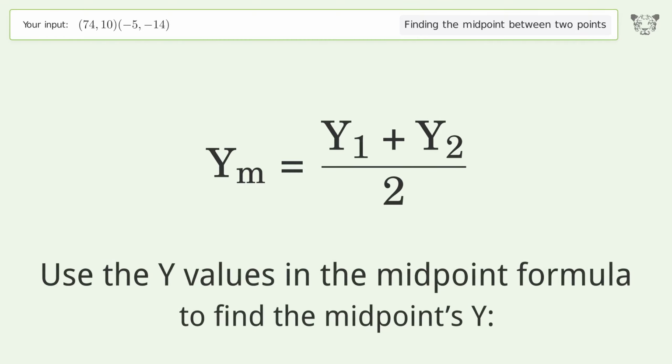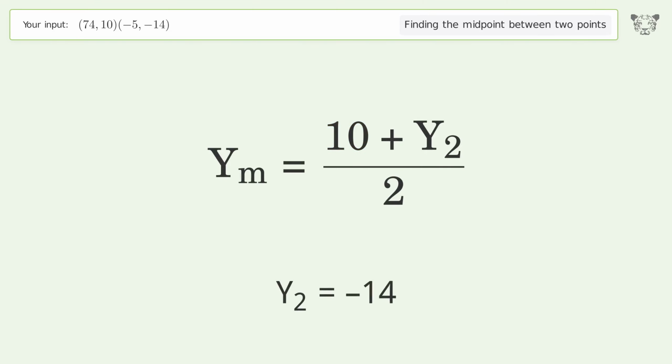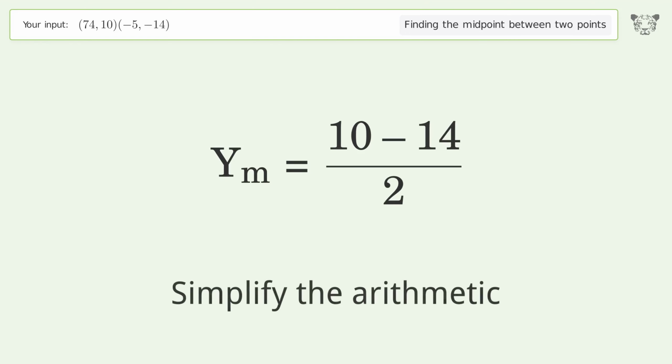Use the y values in the midpoint formula to find the midpoint's y. y1 equals 10. y2 equals -14. Simplify the arithmetic.